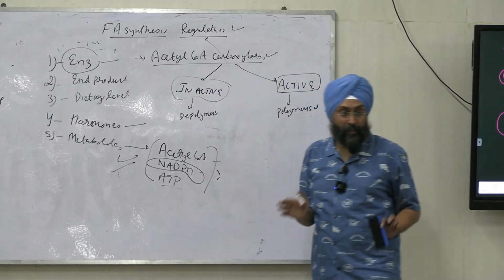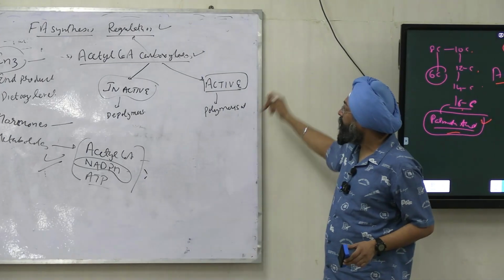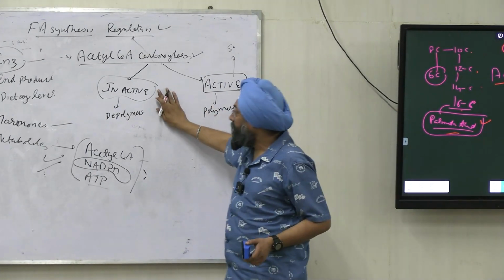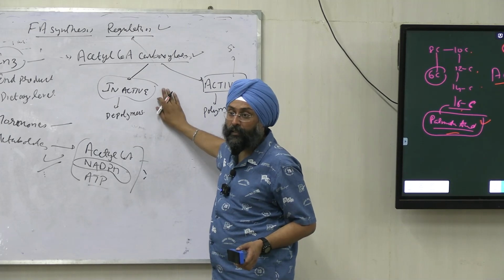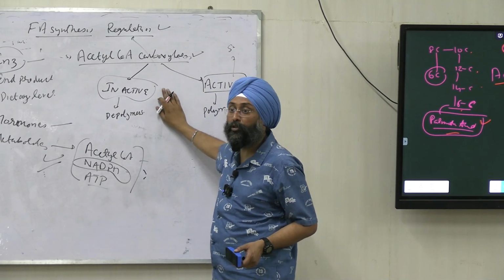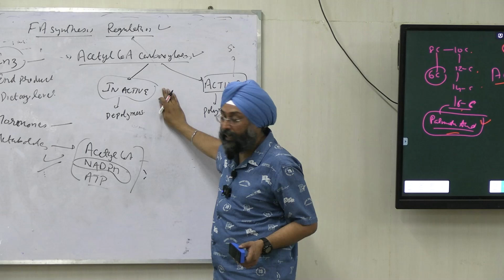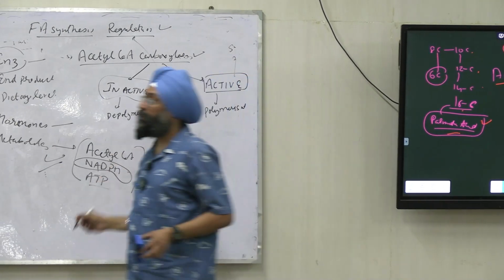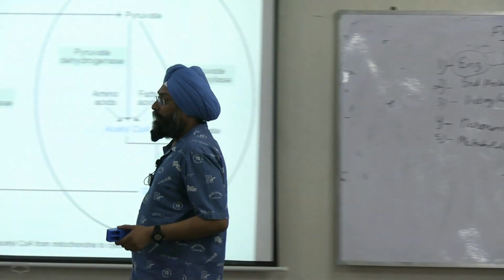Whenever the substrates favor polymerization, the body will go for synthesis. But when the substrates favor the inactivation of this enzyme, the body will not go for fatty acid synthesis, but it will go for breakdown via beta-oxidation, right? Tell me the things that favor this and the things that don't favor it. Tell me.